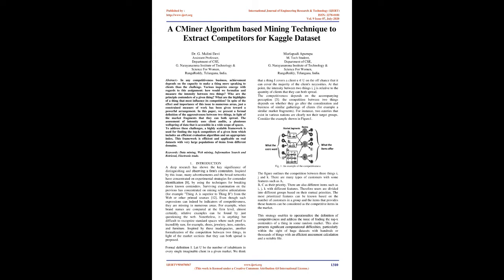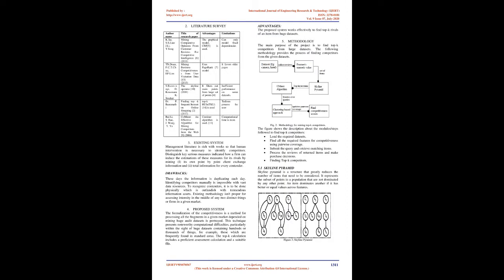Motivated by these shortcomings, a new formalization of the competition between two items, based on the market segments that they can both cover, is proposed. Formal definition 1. Let U be the population of all possible customers in a given market. We think that an item I covers a customer U if it can cover most of the customer's needs. Then, the competitiveness between two items I, J is proportional to the number of customers that they can both cover. The competitiveness depends on the following observation.